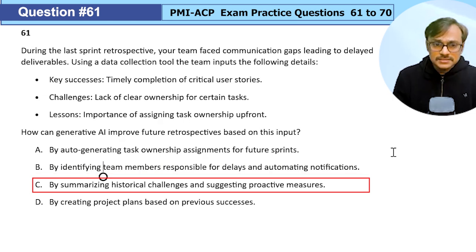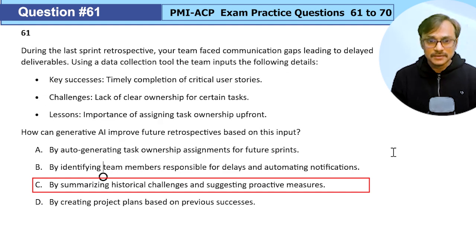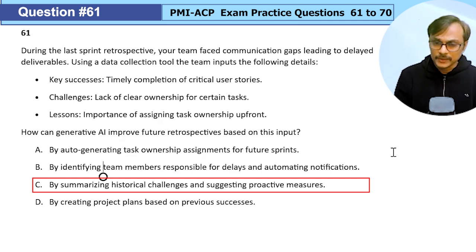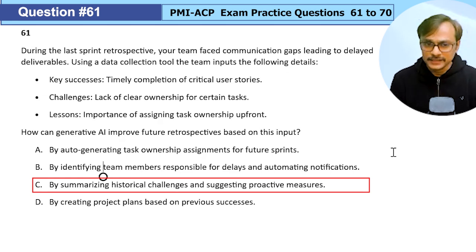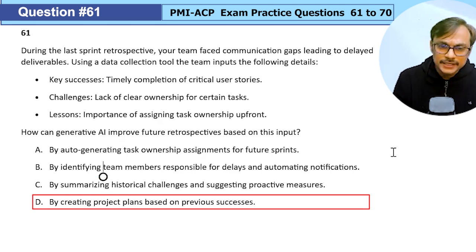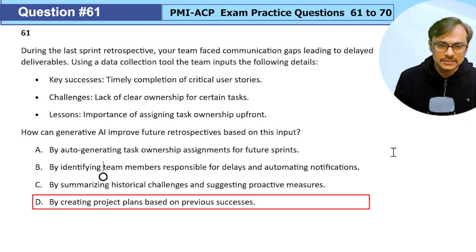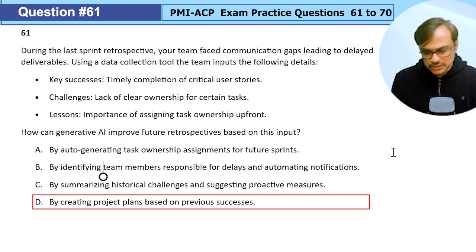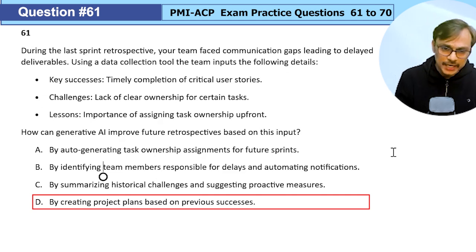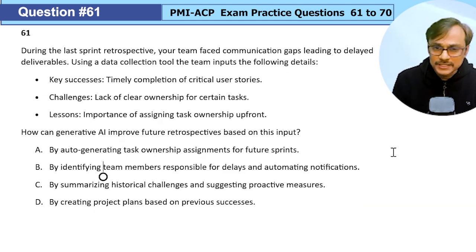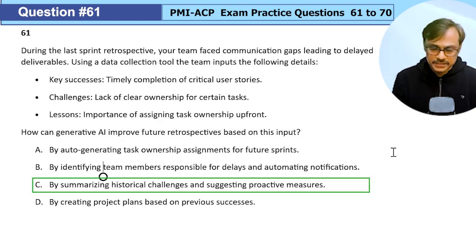Option C, by summarizing historical challenges and suggesting proactive measures. Looks clear, because this is more about knowledge sharing. This is more about data gathering, analyzing it and suggesting, not necessarily taking decisions directly. So option C looks good. Option D, by creating project plan based on previous successes. You can recommend some plans, but it is not just recommending. It is saying you will prepare a plan based on the good ideas. So based on elimination, I will use option C.